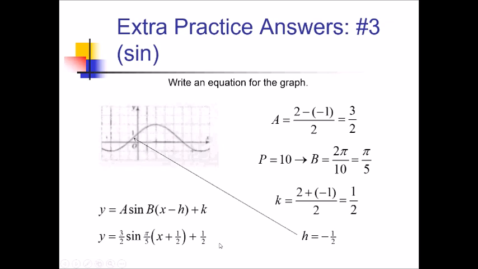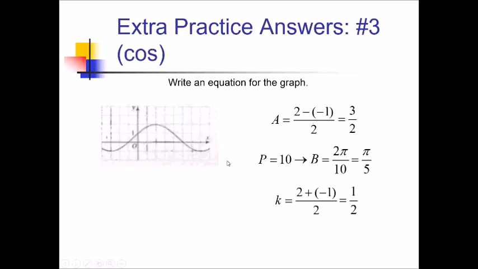For the cosine version, I'm going to keep most of this information. The a, the p, the b, the k, all that is going to be unchanged. What will change is the h value, because I now need the x value where cosine likes to begin. That's going to be the top of the wave, which is right here. So this is going to be an h value here of 2, the x value 2 right there.